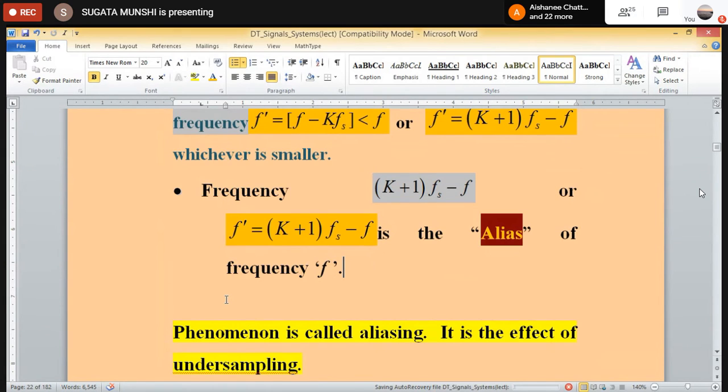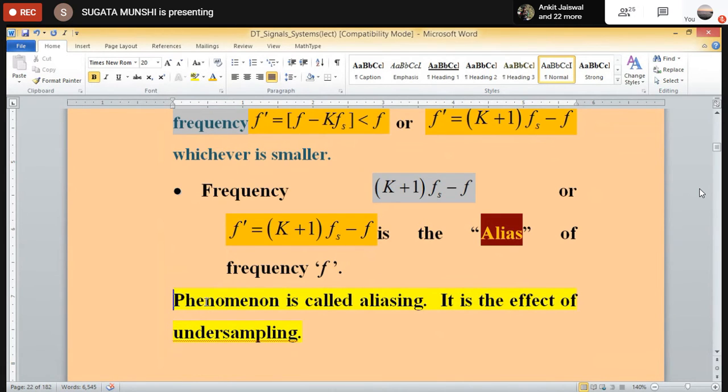So this phenomenon, as I have mentioned, is called aliasing, and it is the effect of undersampling, sampling at a rate less than the minimum required.